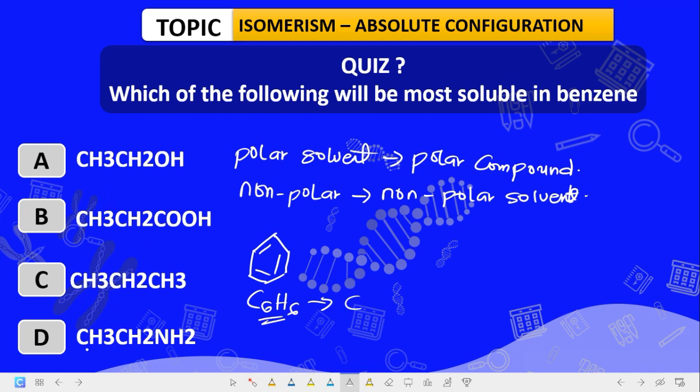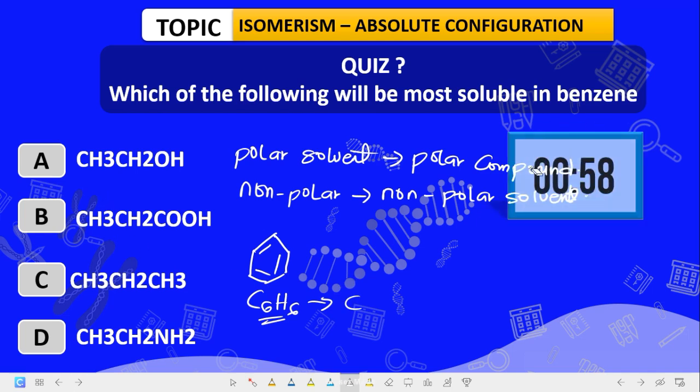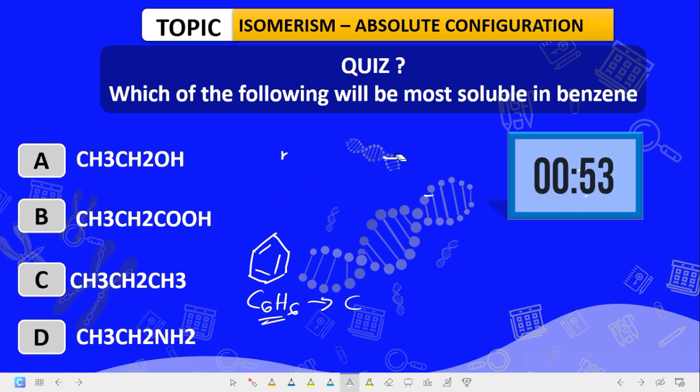Now, if you look at option A, what can we say? This is polar because it has oxygen. This polar, it has oxygen. This polar, it has nitrogen. But if you look at option C, you agree with me that it contains only carbon and hydrogen. So what will be most soluble in benzene will be option C. And that makes option C the correct answer to this question. So that's how to solve problems like this, okay?